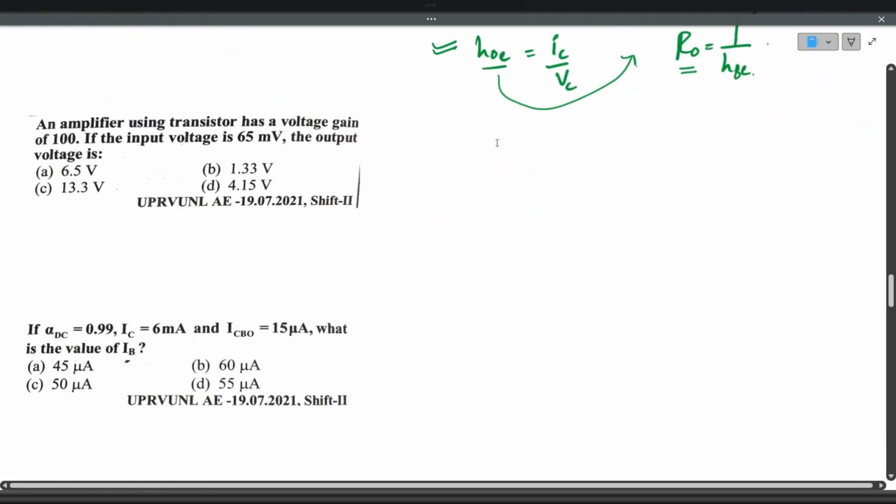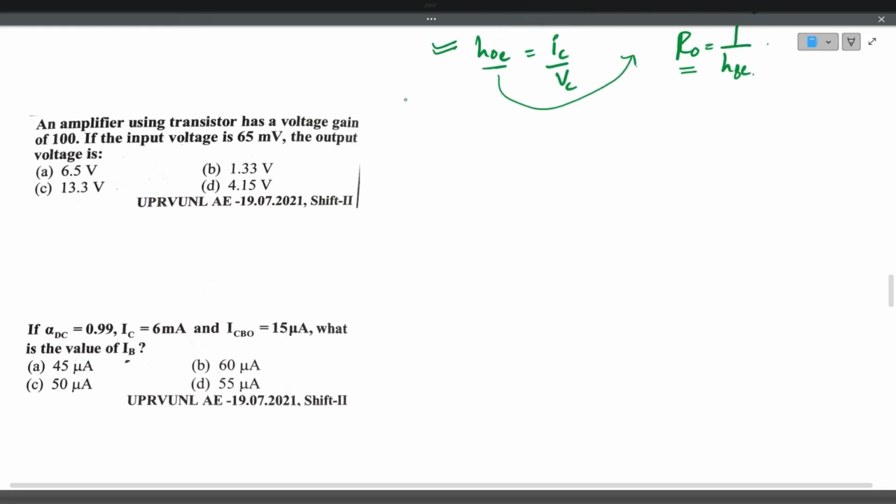We'll see the next question. An amplifier using a transistor has a voltage gain of 100. If the input voltage is 65 millivolts, the output voltage is? The voltage gain is nothing but output voltage divided by input voltage. Voltage gain is given as 100.